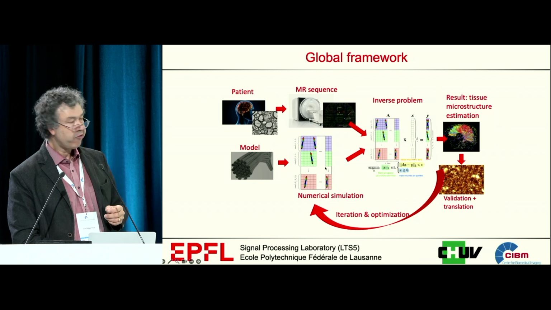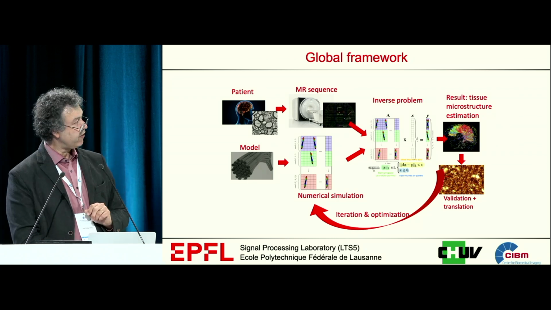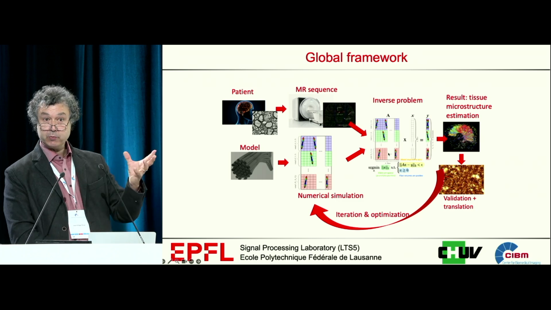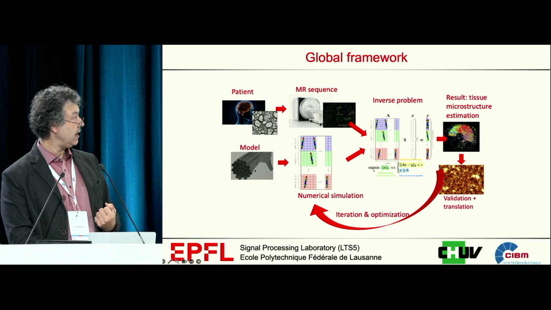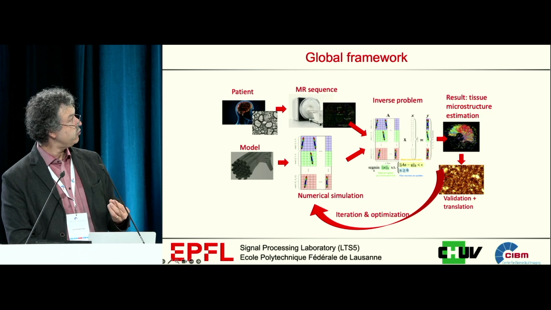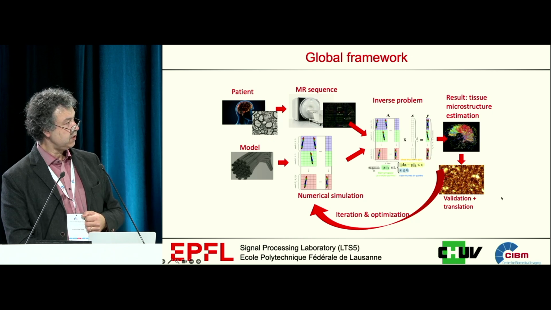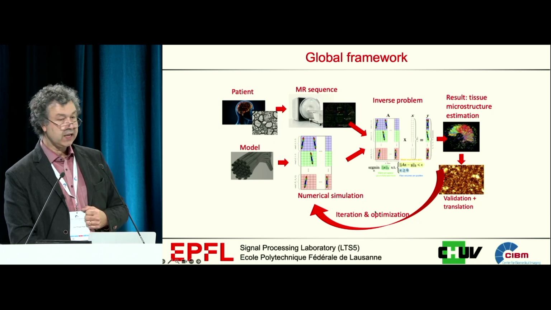So basically, from the dictionary of possible signals, we try to identify the ones that correspond to the real signals so that we can identify the microstructural parameters of the real tissue. Then we can use them for further studies. We obviously have to validate those assumptions, and we can iterate that.